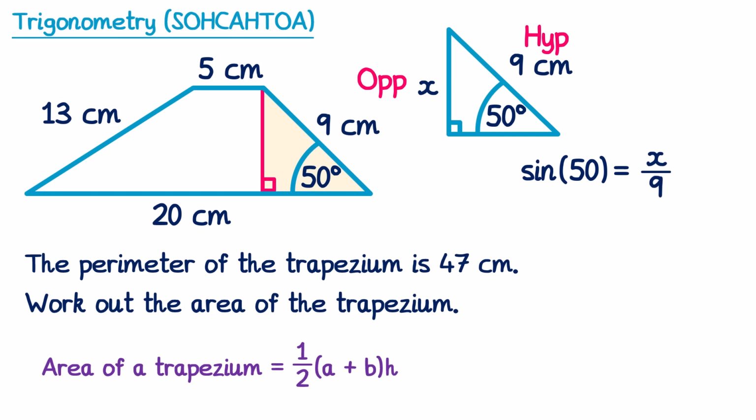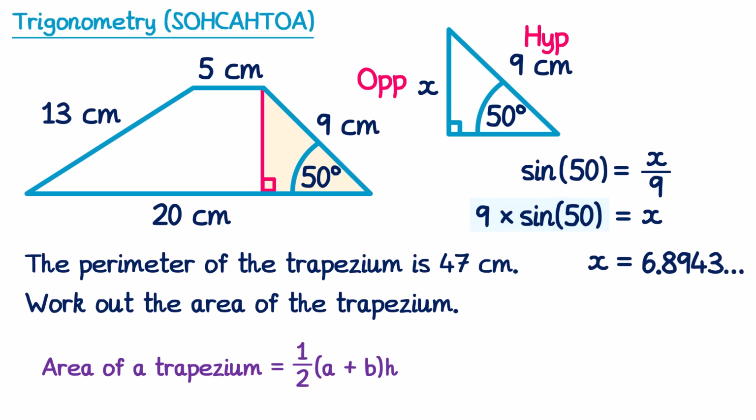Now we can solve this one by multiplying both sides by 9. That'll be 9 times sine 50 equals x. So if we type this into the calculator, we'll find the value of x, and that comes out as x equals this number here. Now just like the previous question, we're not going to round that number yet because we're going to need it later on in the question. But we can now label on this height, which is 6.8943 and so on.